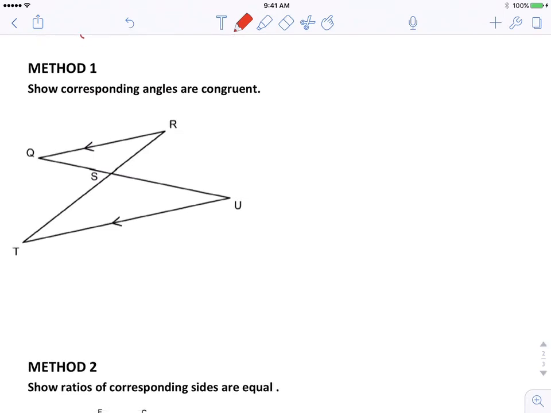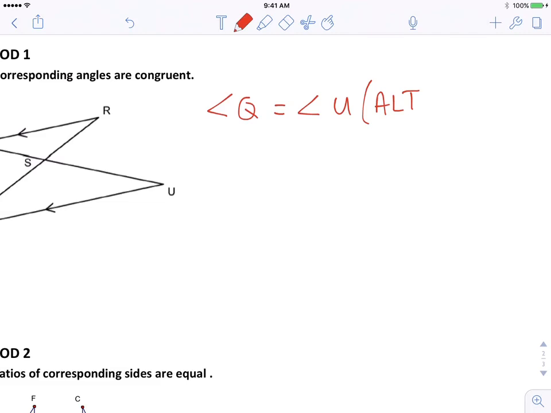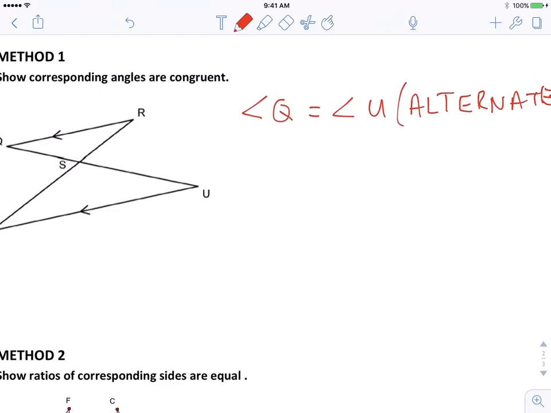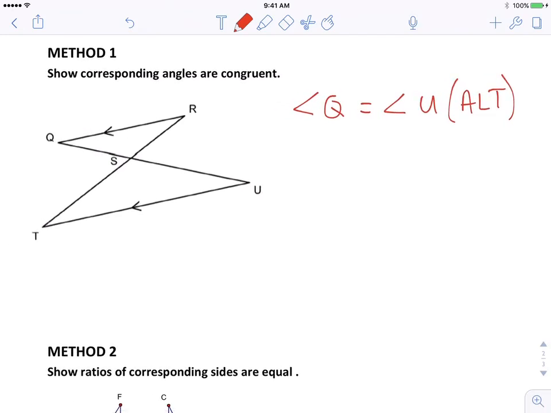So we're going to say that angle Q is equal to angle U, and in brackets here we're going to note alternate angles. We'll just put alternate in brackets. So we're proving because they're alternate. Now I don't mind if you write alt, to be quite honest, so that you're not always writing 50,000 words. That's not an essay. So angle Q equal U, alternate angles.